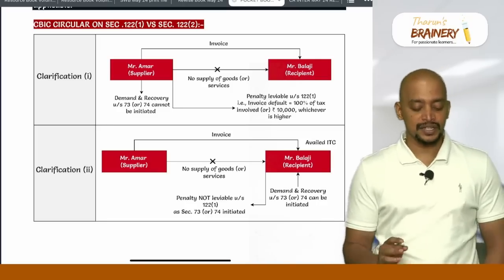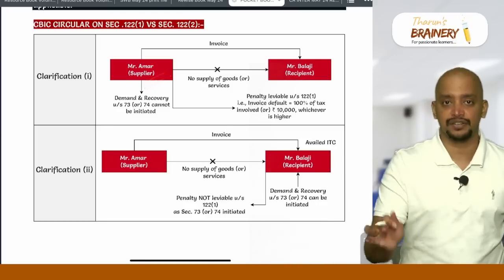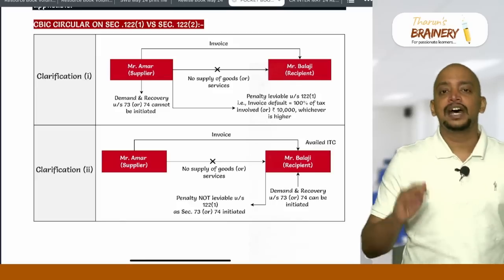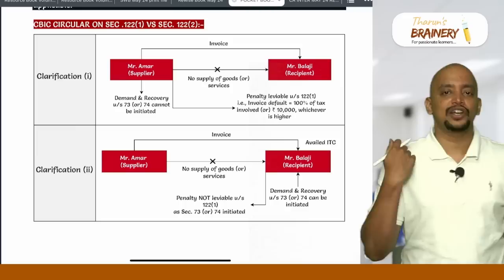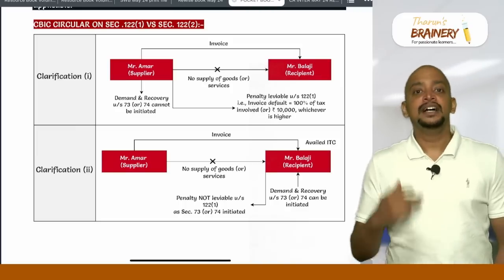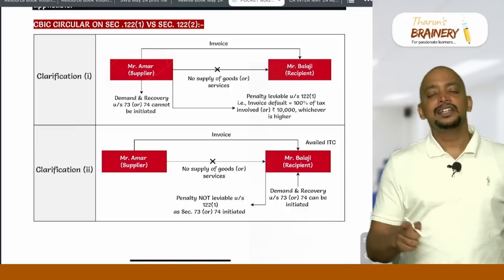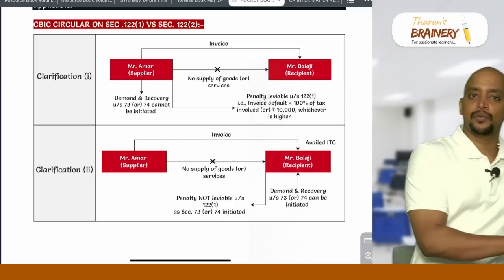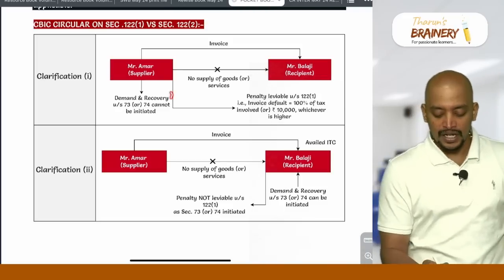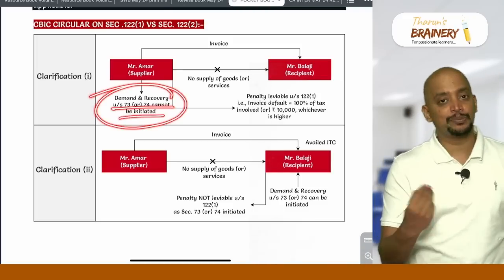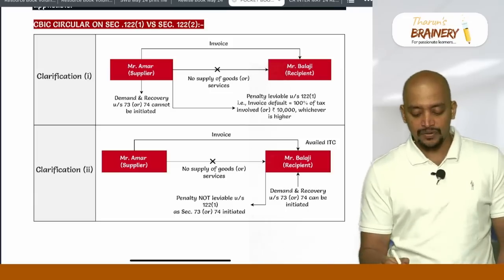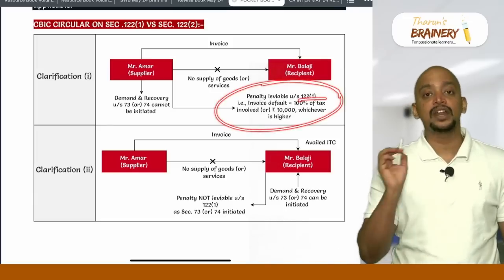There is no supply of goods, which means Amar is not having a liability first of all, because he just raised the invoice and there is no supply, means there is no liability on Amar. When there is no liability on Amar, recovery under 73-74 cannot be initiated on Amar. So due to that reason, the penalty will be under 122 subsection 1, as there is no 73-74. Demand and recovery under 73-74 cannot be initiated because there is no liability. Consequently, penalty under 122 subsection 1, invoice default.